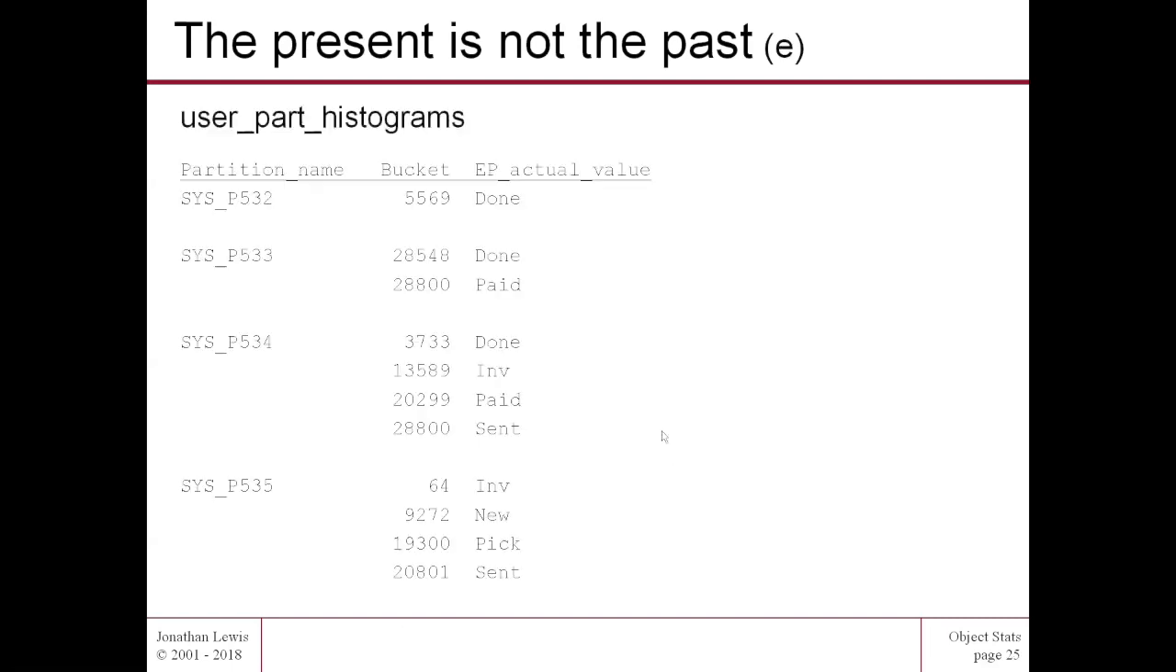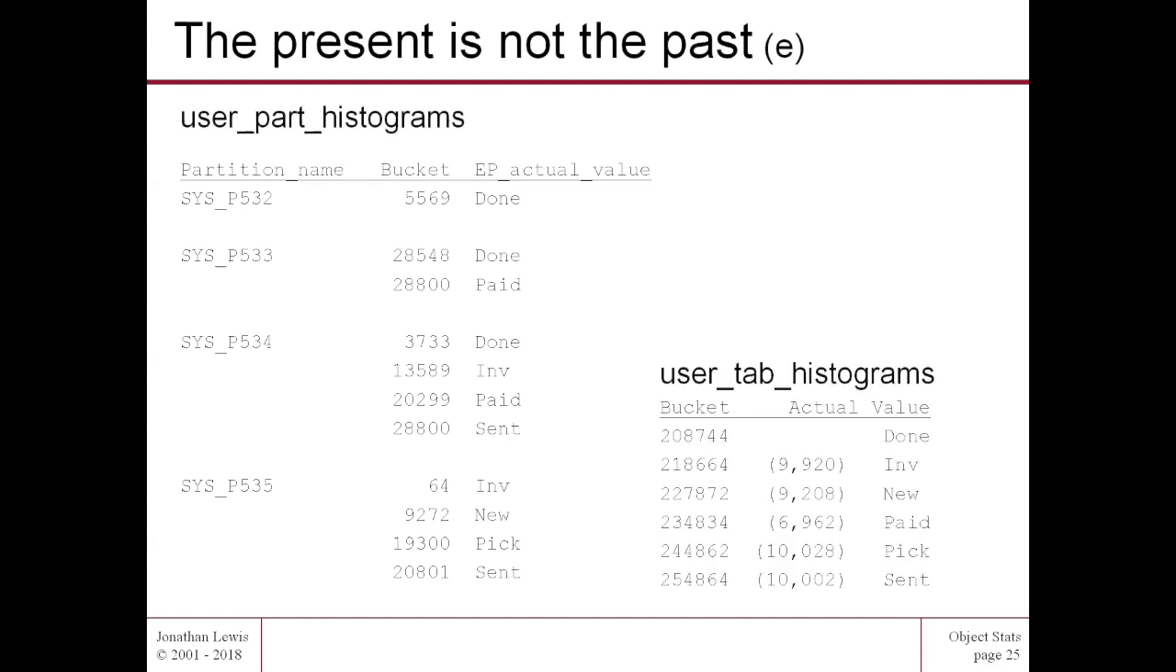Let's take a look at user part histograms. Here we can break down into detail what our 4 distinct values were. You can see a very recent partition has invoiced, new, picked, and sent. Go back a few partitions, we've got done and paid. Go back a couple more partitions, everything is done. So we've got histograms partition by partition, which look very different from each other. And then, of course, we've got the global histogram, which basically says a massive volume of your data here is done. And then cumulative figures here, by the way, for frequency histograms. These are cumulative figures. You can see here relatively small numbers of rows in different states.